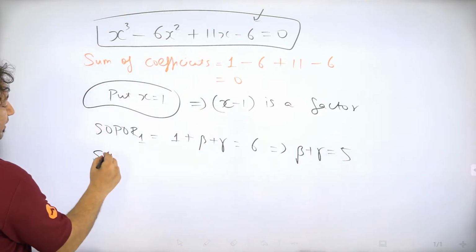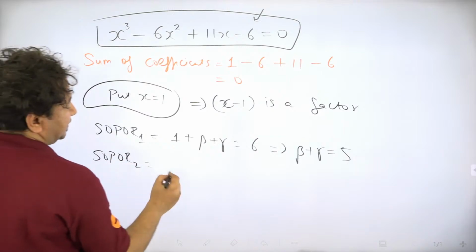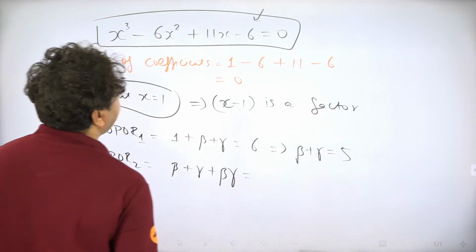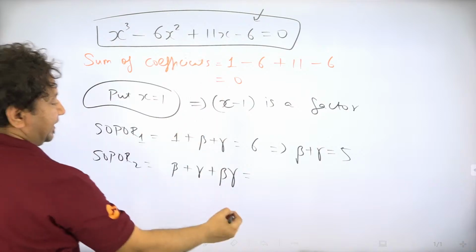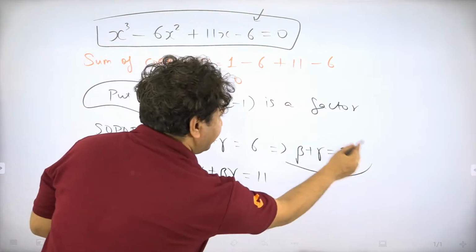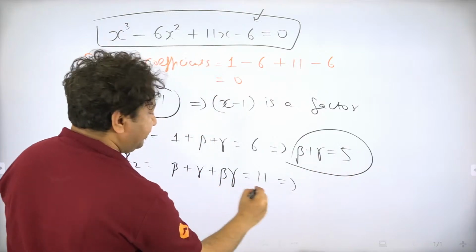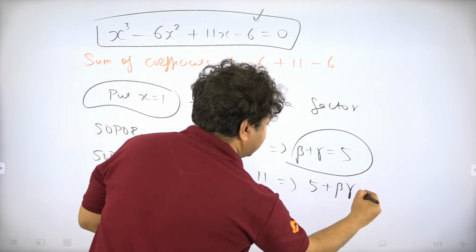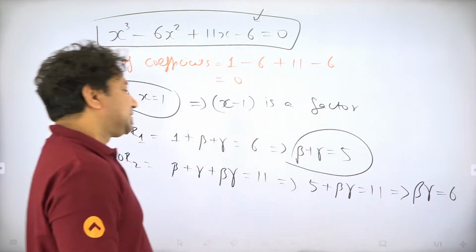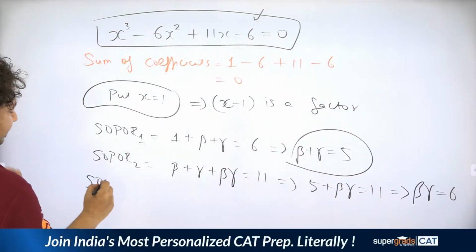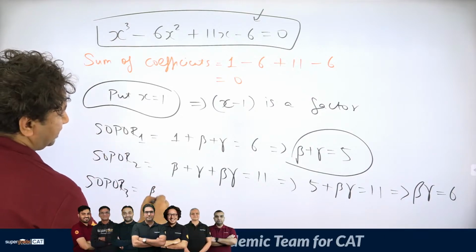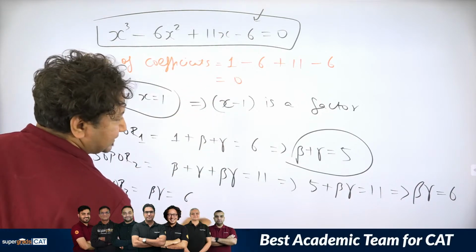Similarly, sum of product of roots taken two at a time, that is 1 times beta, 1 times gamma, and beta times gamma, will be equal to c by a, which is equal to 11. So now we have this with us. By the way, beta plus gamma is 5. We can put it over here and I'll get 5 plus beta gamma is equal to 11, or simply beta gamma is equal to 6. By the way, if I took all of them together, I would have got the same result: 1 into beta into gamma is equal to minus of this, which is 6. So we got the same value.